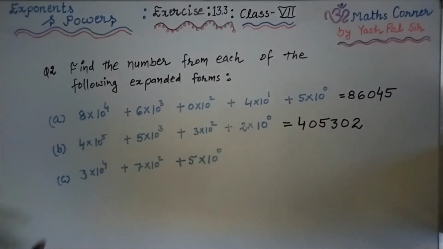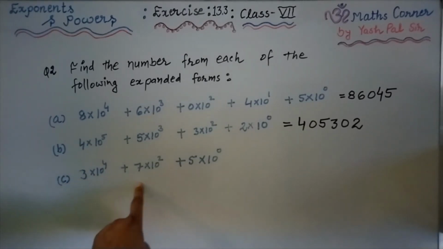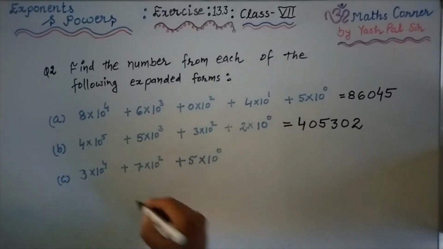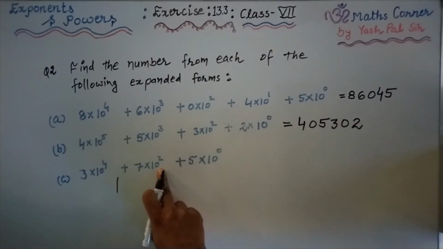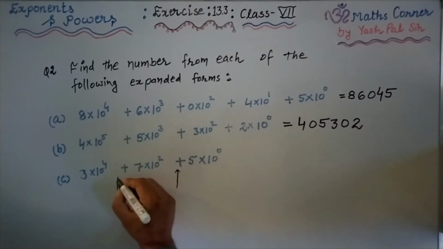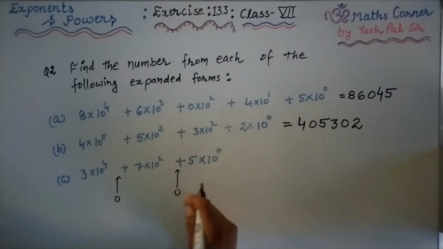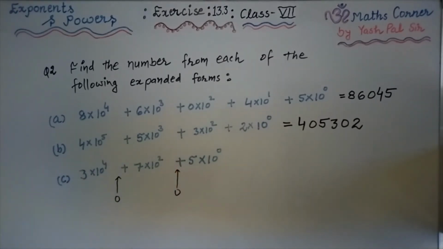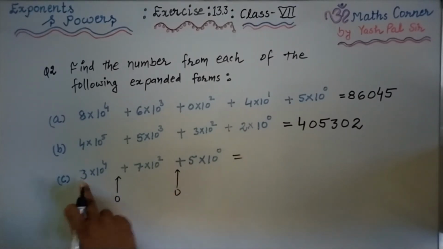4,05,302 is the required number. Next part. Again in part C, we have 3 into 10 raised to power 4. Now 10 raised to power 3 is missing. So here one missing number is there. 10 raised to power 2. Here again 10 raised to power 1 is missing. So we have to insert 0 at the place of missing numbers.